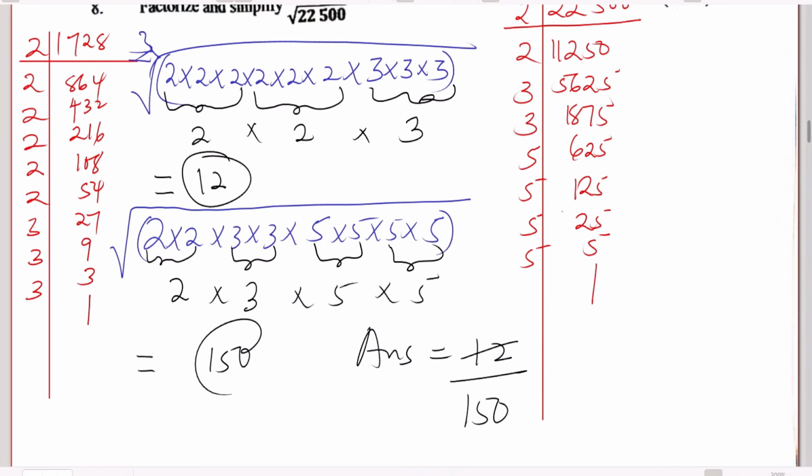12 divided by 3, we get 4. 150 divided by 3, we get 50. This is divisible by 2, 2 divided by 2 you get 2, 50 divided by 2 you get 25. So this one will simplify to 2 divided by 25.